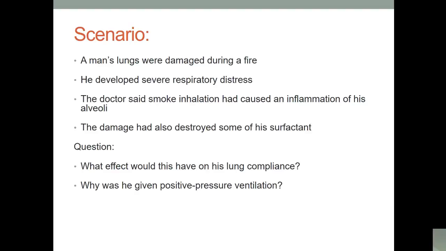If we have less surfactant, then we're going to have an increase in surface tension, and that's going to lead to a decrease in lung compliance. It's going to be much more difficult to inflate the lungs, and difficult to keep those alveoli inflated. He would be given positive pressure ventilation to increase the pressure within the alveoli and help prevent those alveoli from collapsing with expiration.